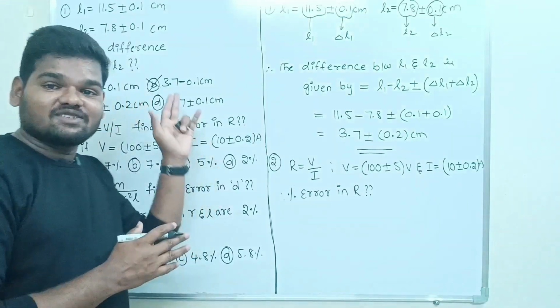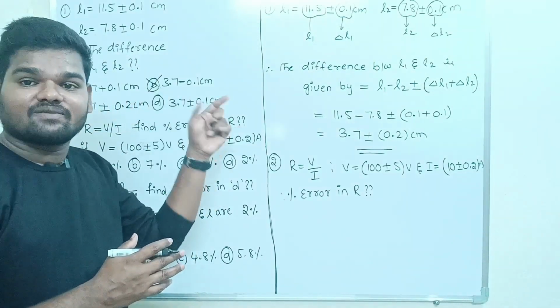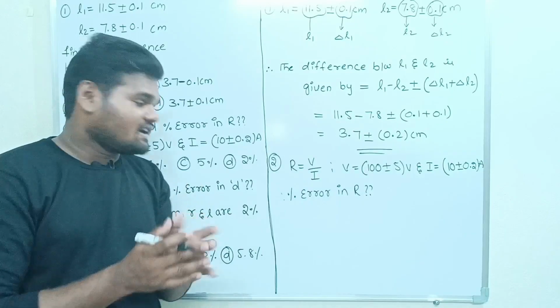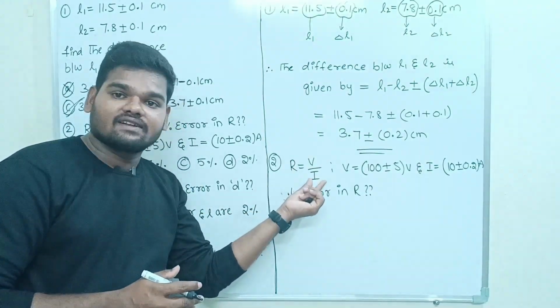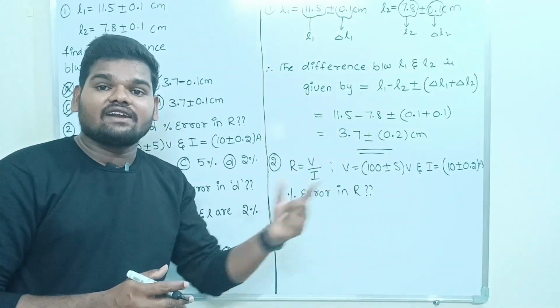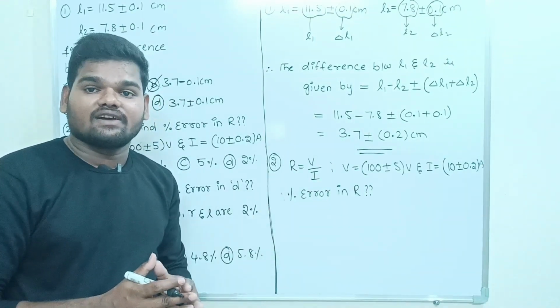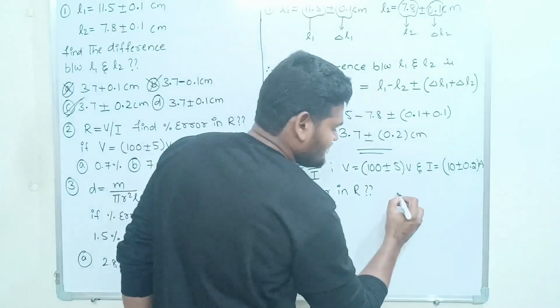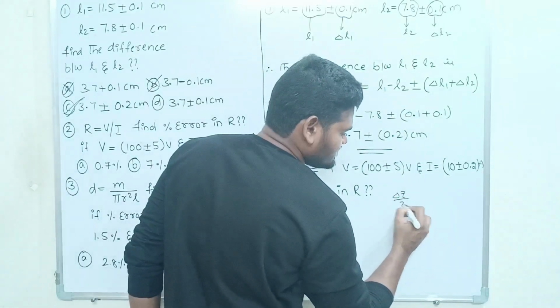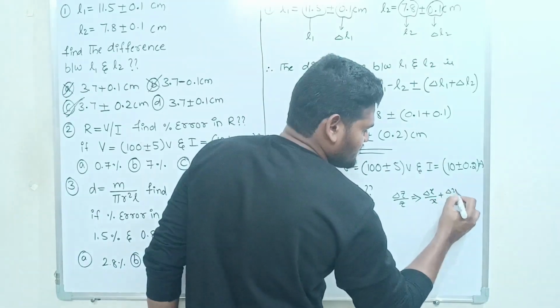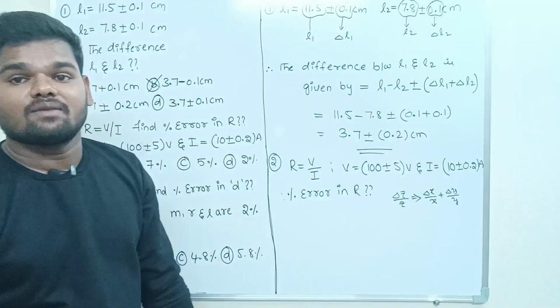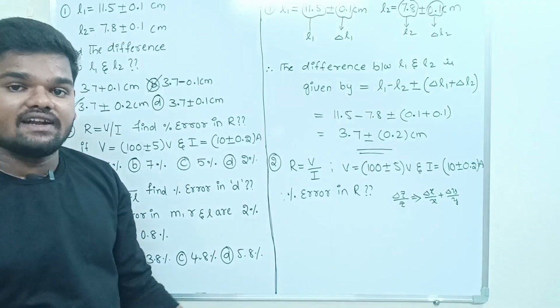In case of division, we have seen that if any relation is like this, if z is equal to x by y, then we get the relative error formula. What is the relative error formula there? We get delta z by z is equal to maximum, delta x by x plus delta y by y. So we got this maximum relative error in case of division.